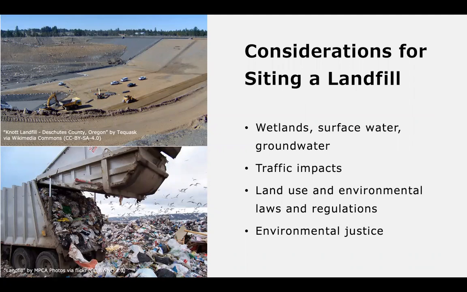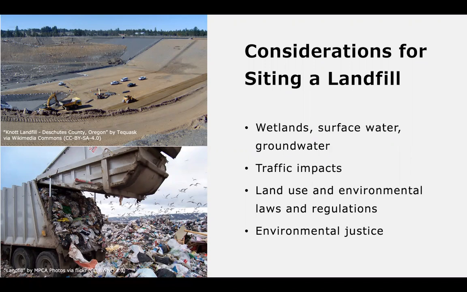When siting a landfill, there are certain considerations that should be taken into account from a design perspective. The first is the presence of wetlands, surface water, and groundwater, so you want to minimize the impact that the landfill has on the groundwater, surface water, and other water sources. You also typically would conduct a traffic impact study because there will be daily trips being made by garbage trucks, and so that will contribute to local traffic and air pollution.